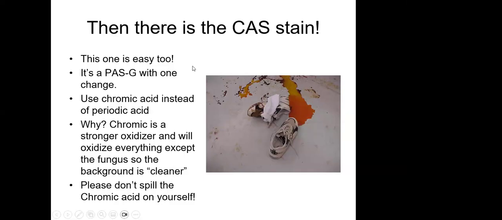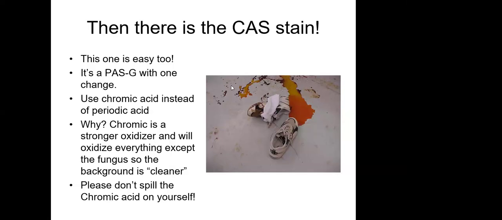Now, with your CAS, you cannot use periodic acid, unlike the PAS, where you can choose to use the chromic acid to oxidize. The periodic acid is simply not strong enough to oxidize that chitin cell wall. So we have to use chromic acid. You can't interchange it with picric acid. Please be careful. Don't spill chromic acid on yourself.